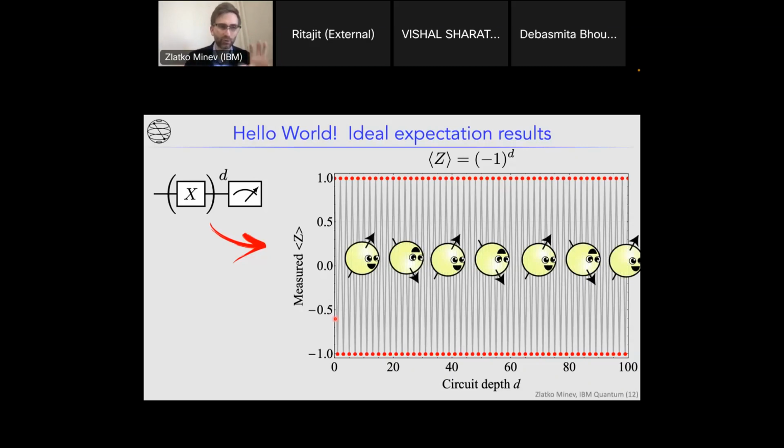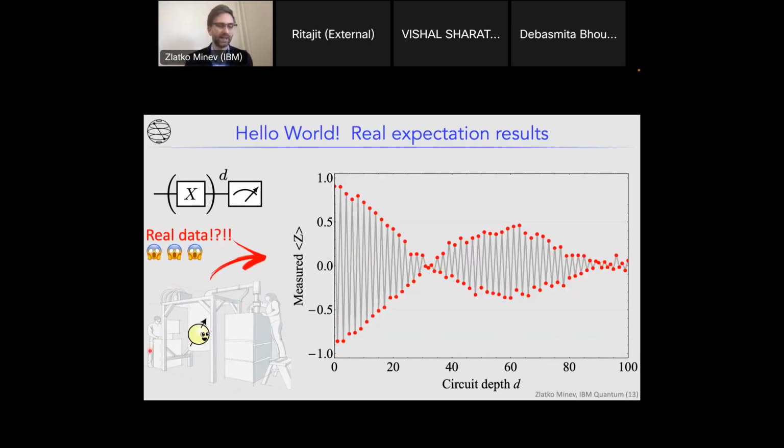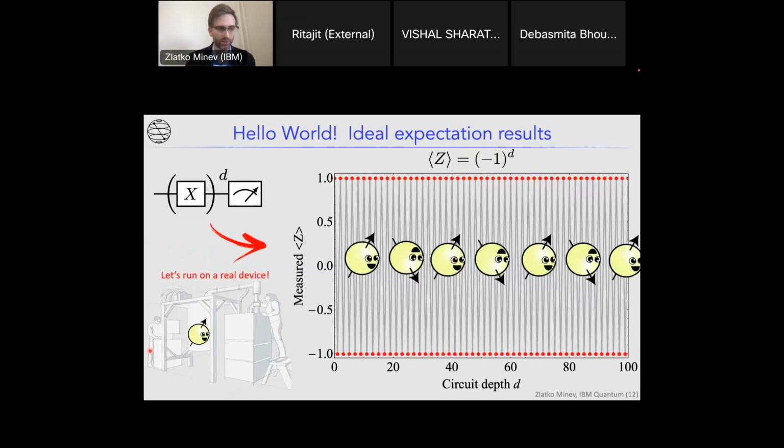Now, let's take this and run it on a real device and see what comes out. So let's go to one of these latest quantum machines and run this exact algorithm and see what we actually get as real experimental data. So I went ahead and did this on a real device, and here is what I found. Wow. Okay, so this looks terrifically different. This is the raw data. It looks almost nothing like the picture on the previous slide.